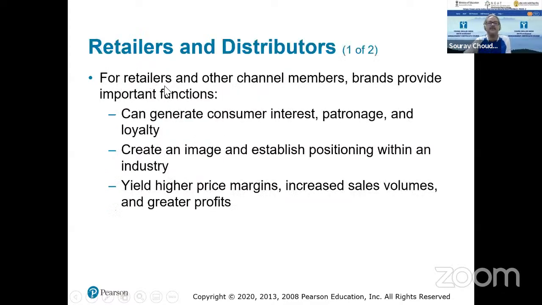Retailers and distributors: for retailers and other channel members, brands provide important functions. They can generate consumer interest, patronage, and loyalty. Yes, so consumers can only be loyal when you have a brand name. When you do not have a brand name, can you say that the consumer is loyal to this brand? No, you cannot say. Consumers' interest, patronage, their preference, it all happens because you have a brand.